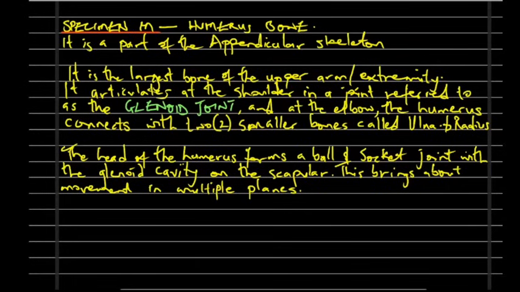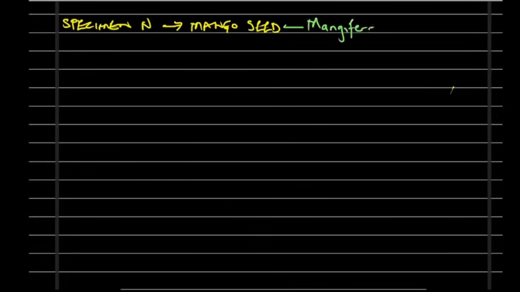So now we move to the next specimen, which happens to be specimen N. Specimen N is the mango seed. So if we talk about the mango, we will understand that it has its own botanical name. The botanical name of mango is Mangifera indica. That is the binomial or scientific name of the mango.